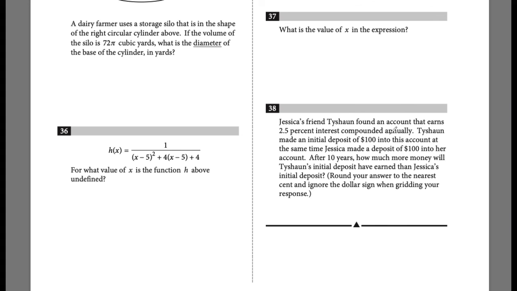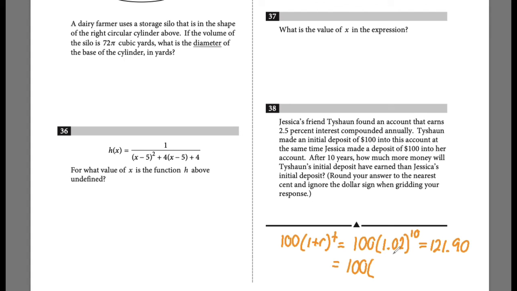The way that we're going to find the answer to this question is by first using the equation that we previously found, which was 100 times 1 plus r raised to the power of t. For Jessica's account, this is going to be 100 times 1.02 raised to the power of 10. If you plug this into a calculator, you'll find that this is going to be $121.90.